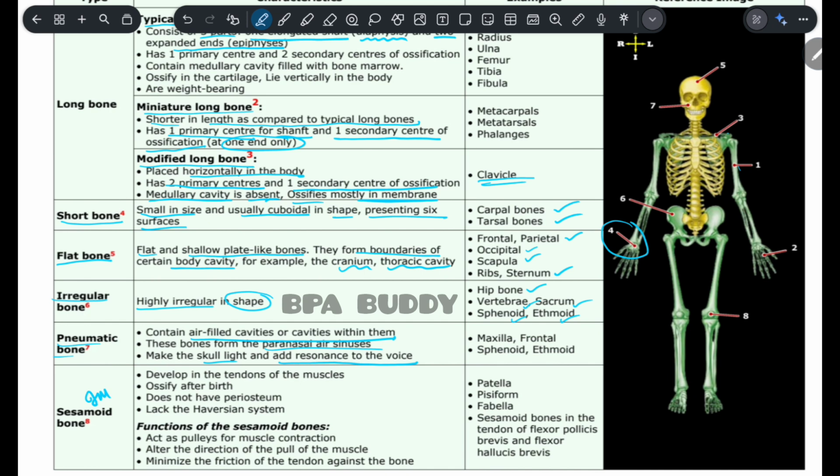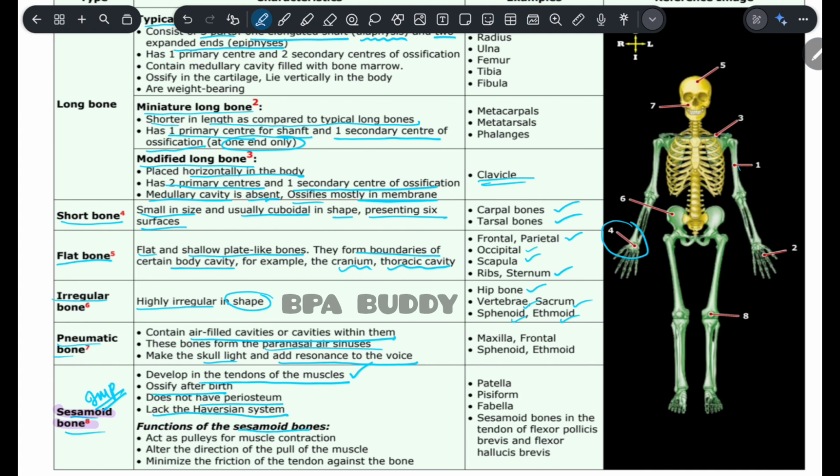Now comes the sesamoid bone. This is very important from an exam point of view. The sesamoid bone develops in the tendon of muscles, very important, and ossifies afterwards. These do not have any periosteum and lack Haversian system.